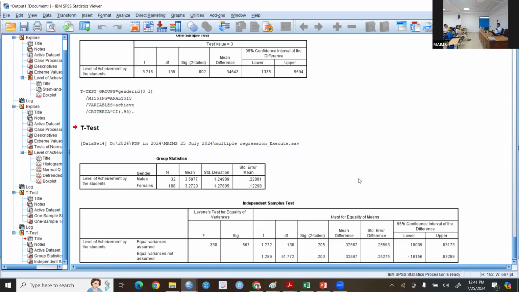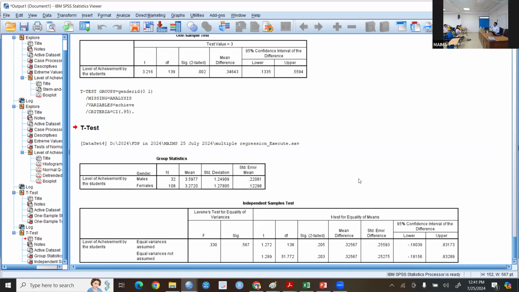Equal. So the null hypothesis is there is no significant difference in the mean of males and females for CGPA. There is no significant difference for male and female. So the p-value is 20.5%. It is more than 5%. So therefore, we failed to reject the null hypothesis and we say boys and girls are same.